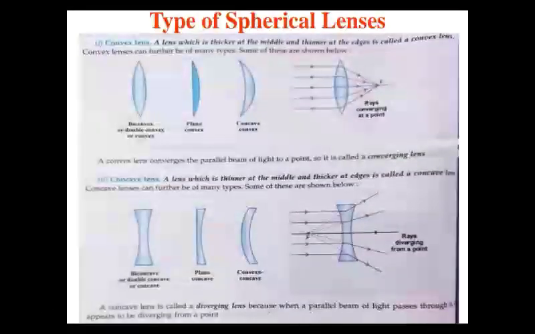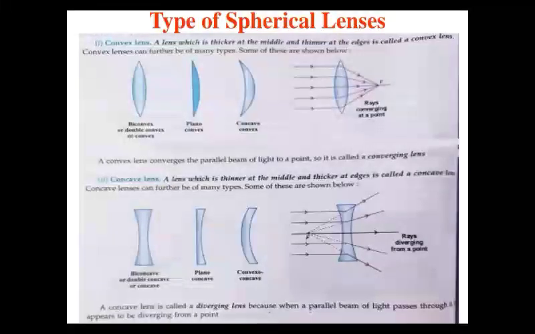Now, types of spherical lenses. In convex lens we can see one type is the biconvex lens. Bi means two, so this lens is spherical from both sides. In our syllabus we are going to discuss in more detail this biconvex lens. Simply we will call it the convex lens.